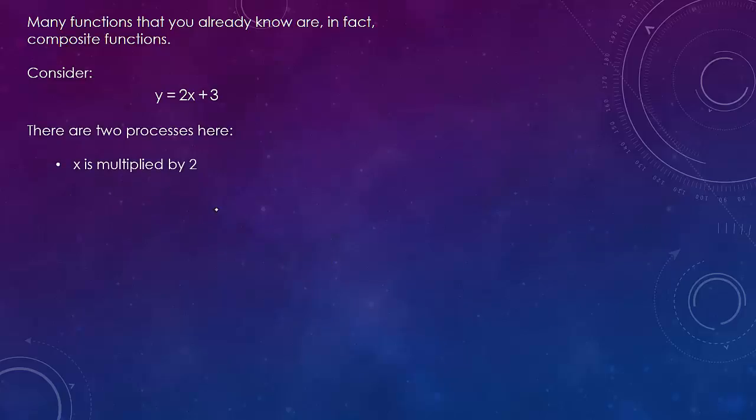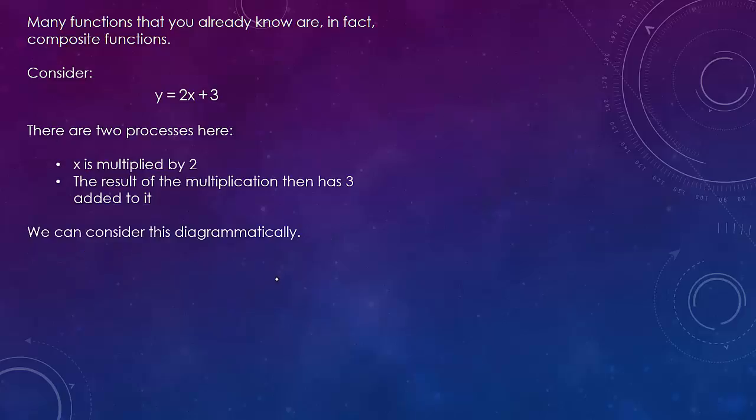X is multiplied by 2, so that's one function, the function that multiplies things by 2. The result of the multiplication then has 3 added to it, and that's a second function, the function that adds 3 to the input.